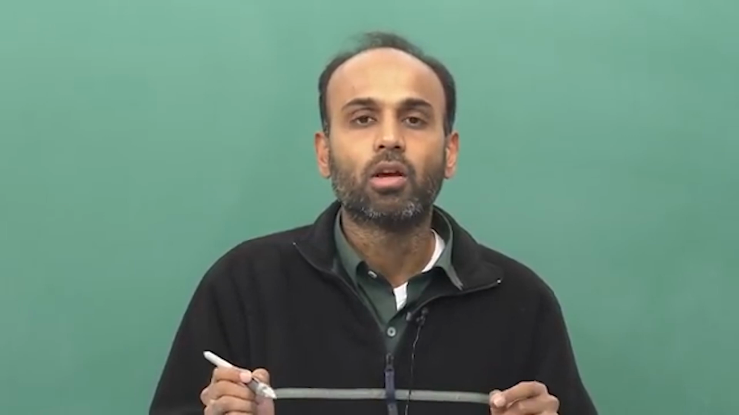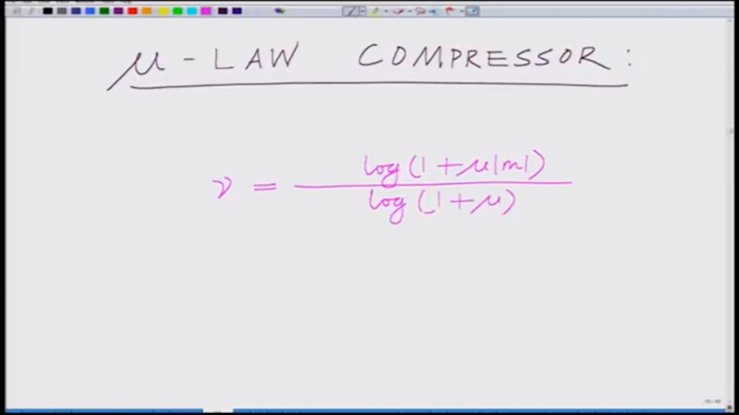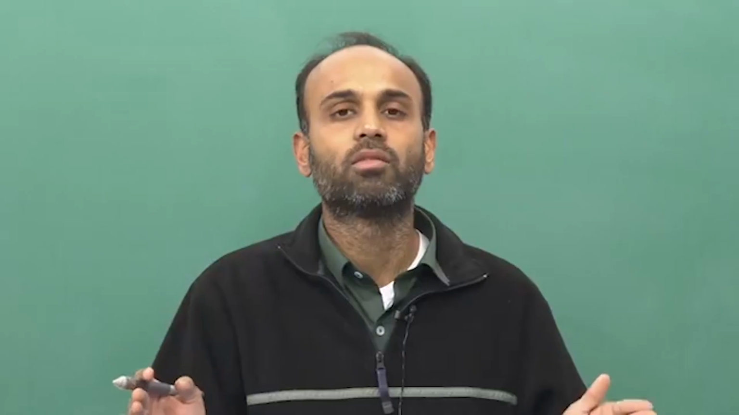So, this is a transformation, and the transformation for the mu law compander or the mu law compressor is given as nu equals log of 1 plus mu times mod m, divided by log of 1 plus mu, and m lies in the range 0 less than or equal to mod m less than or equal to 1. So, the dynamic range of the signal is normalized to lie between 0 and 1, alright.